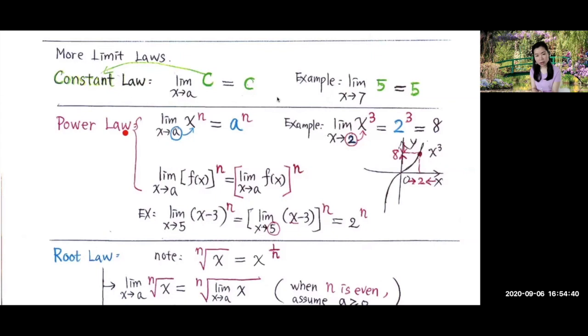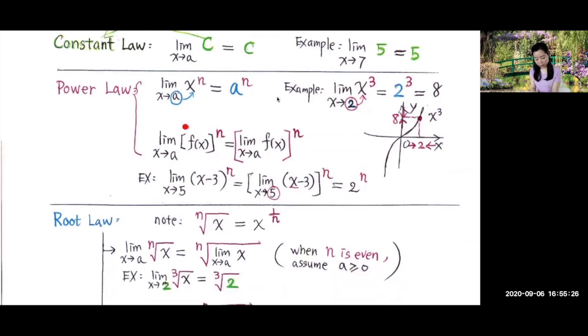Next one, the power law. This is x to the n power. When you have x to the n power, you can just go ahead and substitute this a into this x. So that's equal to a to the n. For example, x cubed, when x approaches 2, that's equal to 2 cubed, which is 8. As you can see from the graph for x cubed, as x approaches 2 from the left and from the right, going along the graph, you see the y coordinate getting closer and closer to 8. So this limit is 8.